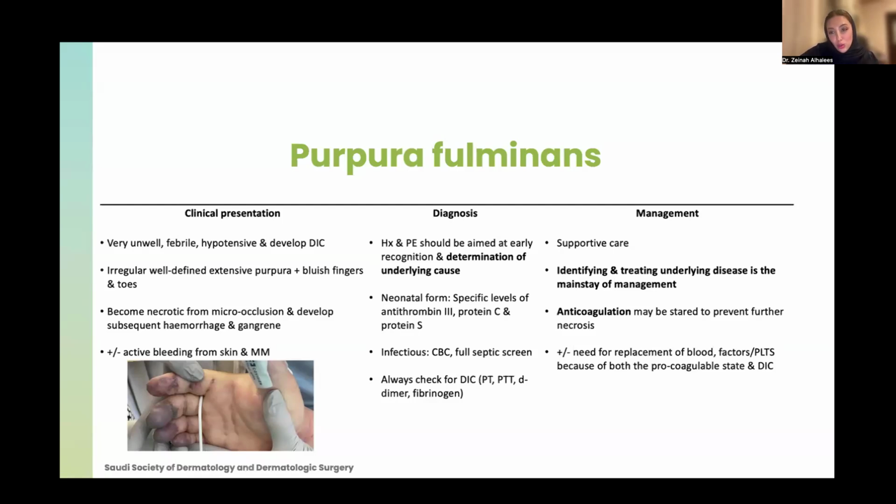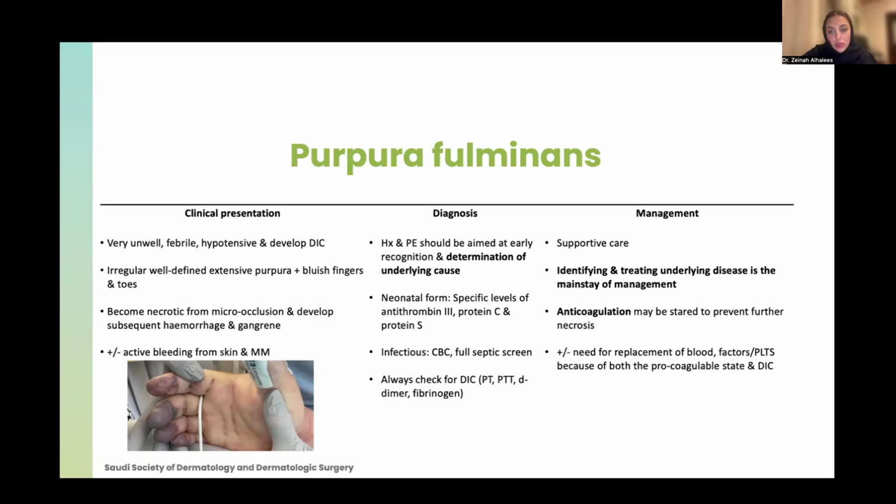So diagnosis is usually history and physical exam. Obviously, you really want to recognize this early, and then you want to determine the underlying cause. For example, in neonatal, you want to make sure that they have normal levels of antithrombin III. You want to look at their protein C, protein S. You want to do a full infectious workup with a full septic screen to rule out infectious causes of purpura fulminans. You also want to always check for DIC.